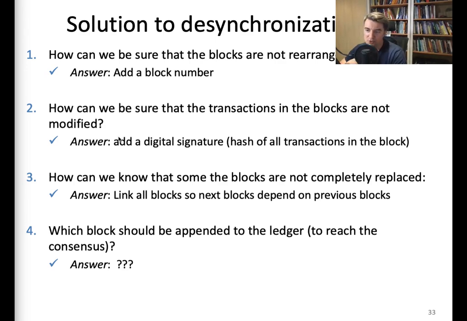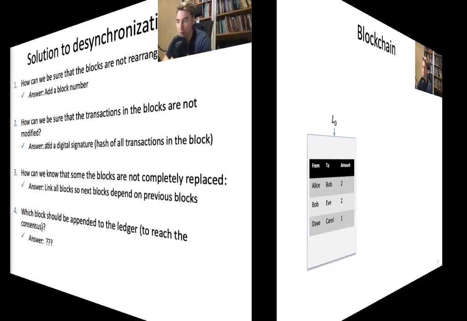The solution is to link all blocks such that next blocks depend on previous blocks, and if something is changed in previous blocks, it will affect all consecutive blocks. So we can easily detect that. Finally, the main question still remains: which block should be appended to the ledger? So the idea here is we need to know how to reach consensus, so that everyone agrees that this block should be the one chained to the blockchain.